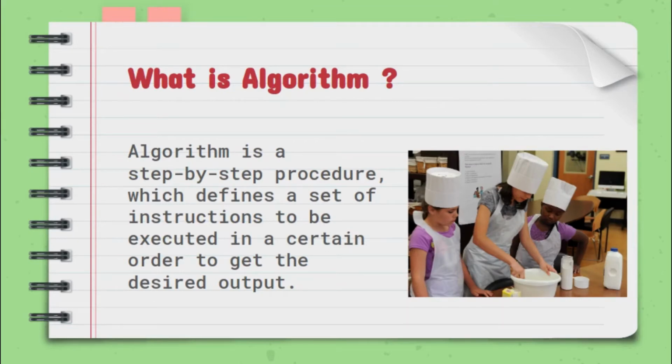What is an algorithm? As you can see there, an algorithm is a step-by-step procedure which defines a set of instructions to be executed in a certain order to get the desired output. Or one can say an algorithm is a process or a set of rules required to perform calculations or some other problem-solving operations, especially by a computer. So you can take it like that, there's no problem.